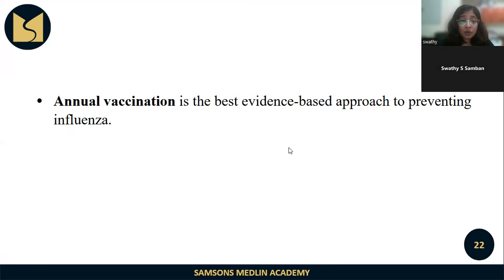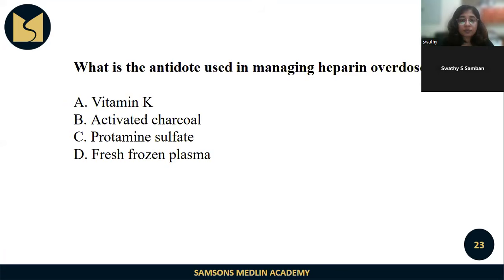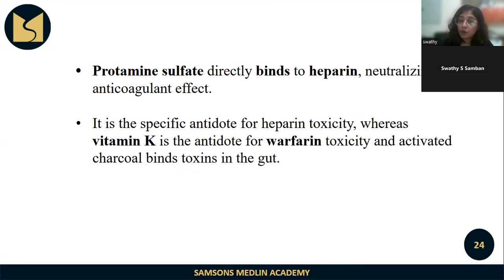So let's move on with the next question. Simple question. What is the antidote used in managing heparin overdose? We have option A, vitamin K, option B, activated charcoal, option C, protamine sulfate, and option D, fresh frozen plasma. We know that the right answer is protamine sulfate.